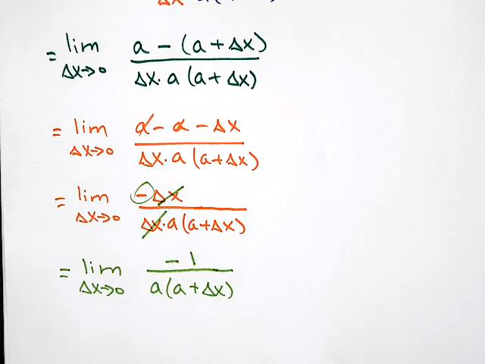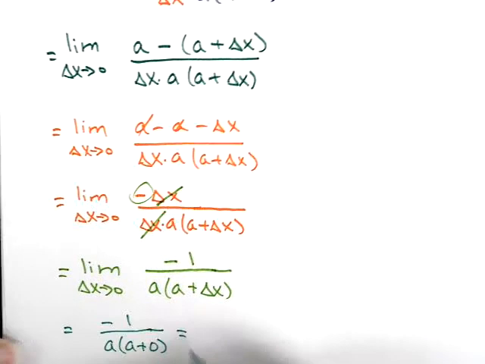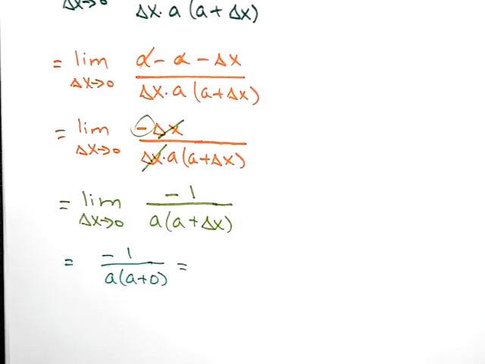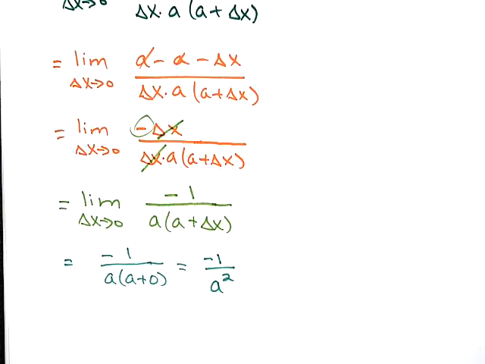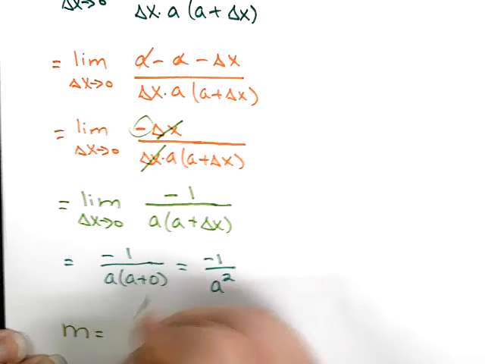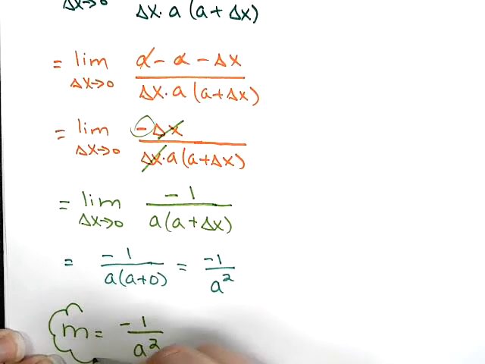Now, if I plug in 0 for delta x, now I think I'm actually okay. So let's do it. Now I'm going to have negative 1 over a times a plus 0. That's okay. I can do that. Now it's just negative 1 over a squared. That is the slope of the tangent line at x equals a. So m equals negative 1 over a squared. That's the slope of the tangent line at x equals a.